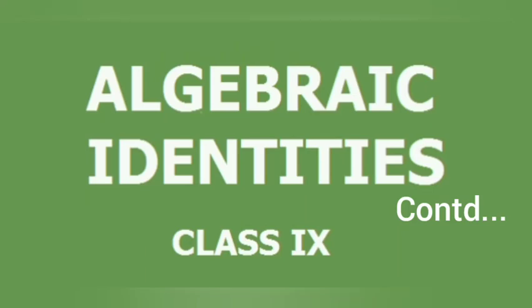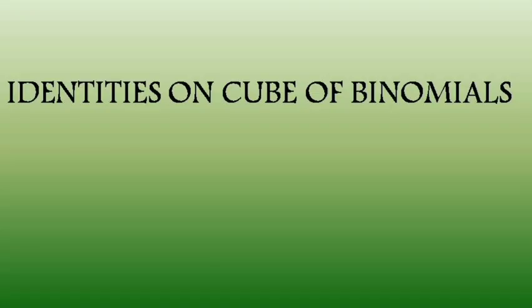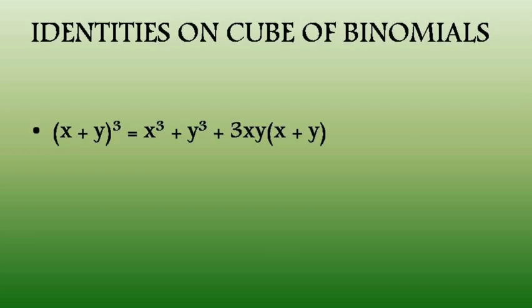Hello everyone. This video on algebraic identities is in continuation to the previous video. In this we would be discussing expansion for cube of binomials. First one, which we have already seen in the previous video, x plus y whole cube is equal to x cube plus y cube plus 3 times xy into x plus y. This we have already seen and application also has been checked in the previous one.